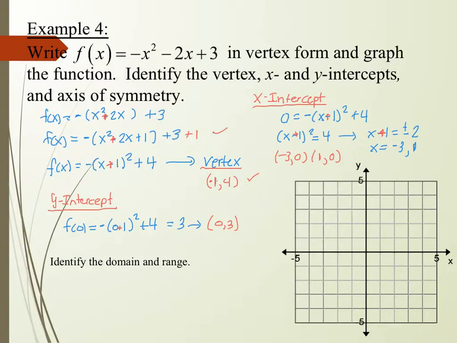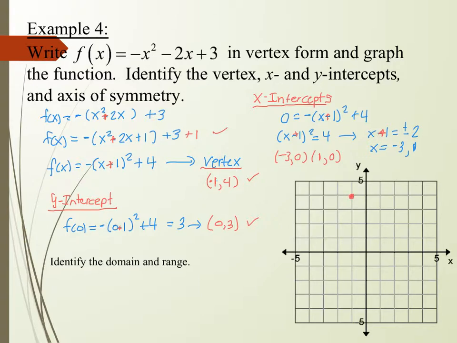And now we have the y-intercept, which is at 0, 3, when we put a 0 in for x. And the x-intercepts, actually, there are 2 of them, at -3, 0 and 1, 0. So now we can graph our function. The vertex is at -1, 4, right? 1, 2, 3, 4. So we are right here.